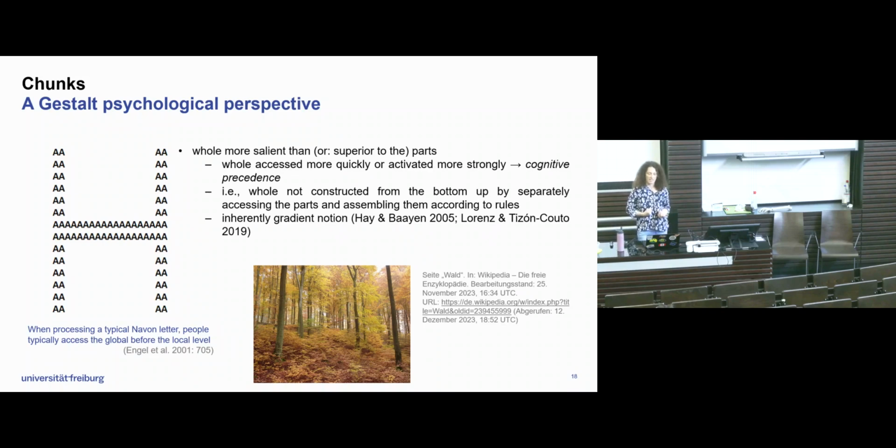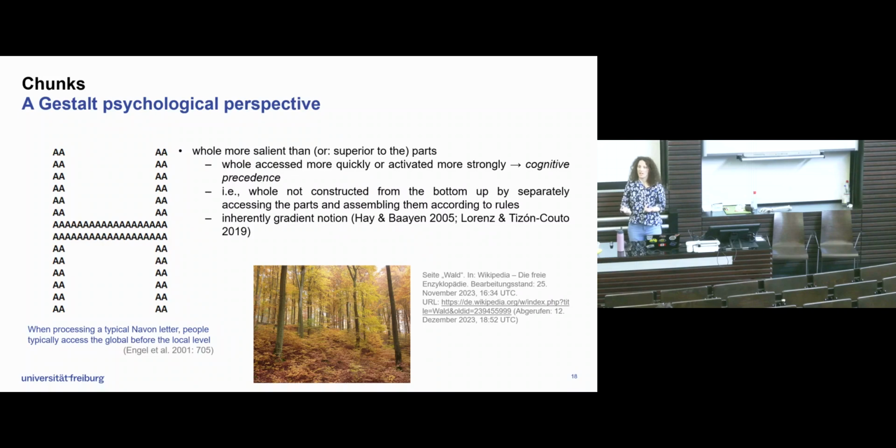So I think that for something to qualify as a chunk means that the whole is more salient than its individual component parts. But this doesn't mean that we can't access or see the individual component parts, right? So for example, if you think of a forest, or if you see this picture of a forest, well, you see that it's a forest, but you also know and see the trees, and you know that there are leaves, etc., etc. Okay? So the question is, what is more salient? And how can salience be operationalized? Well, either it's accessed more quickly than the parts, or more strongly.